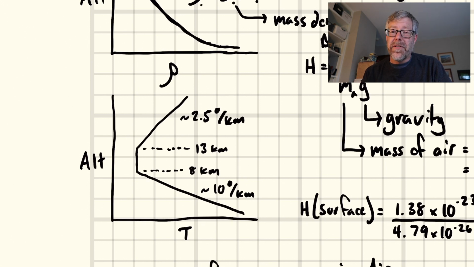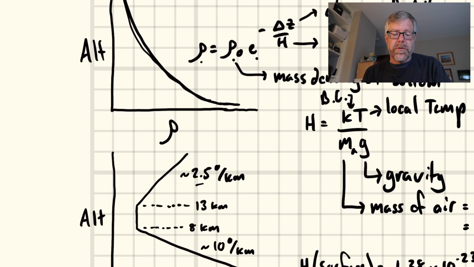Then it stays constant for a little while, and then it starts to rise, at a lower rate than it was decreasing. So I just put it as 2.5 degrees per kilometer. We're going to make an Excel spreadsheet and actually do all this, and you'll see that in the next video. That helps you describe how rho, the mass density, changes as a function of altitude. You could do it analytically, but we're going to do it on a spreadsheet.